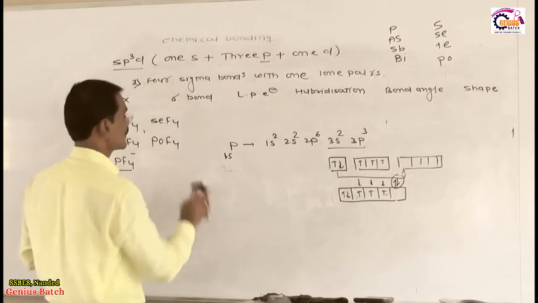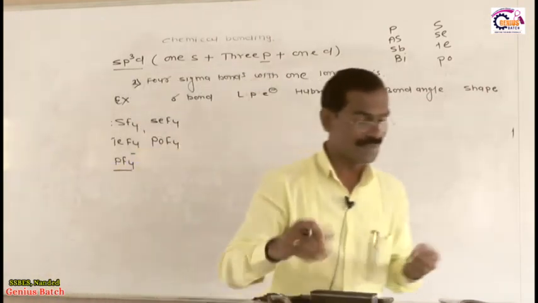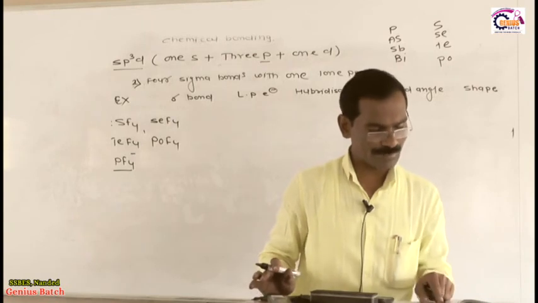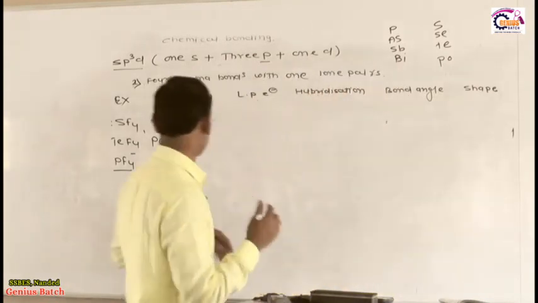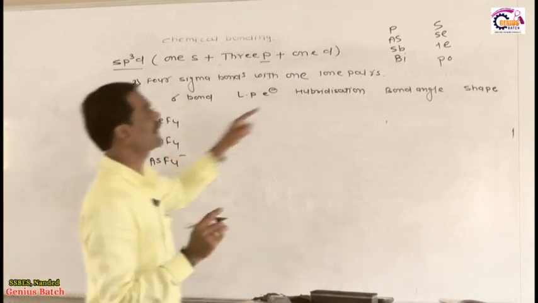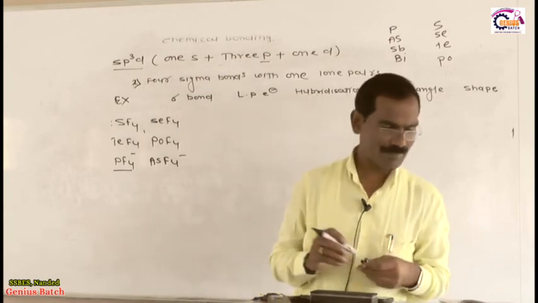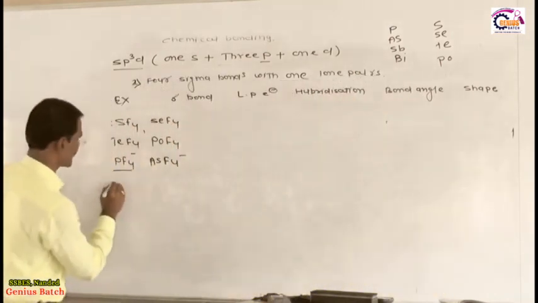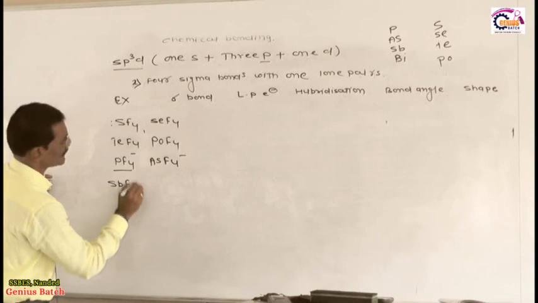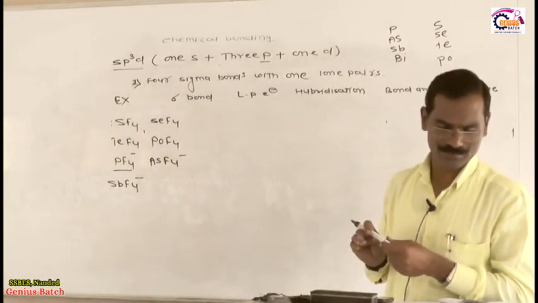Therefore PF4 minus is the case in which the central atom has 4 sigma bonds. Same thing happens here: AsF4 minus. Obviously phosphorus, arsenic, antimony, bismuth are from the same family. After AsF4 minus, the next example is SbF4 minus, because antimony is from the same family.